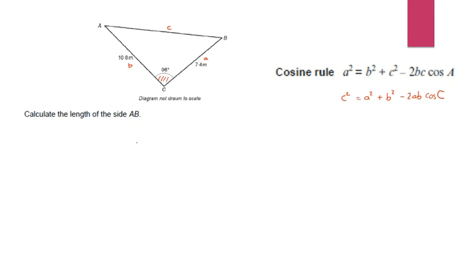Now I can start substituting my values into this equation. So c squared is equal to a squared, that'd be 7.4 squared from the diagram, plus b squared, which is 10.8 squared from the diagram, minus, now all of this is all together, so type it in using brackets on your calculator. It means to multiply it all together, so that's 2 times a times b, 10.8, times the cos of C. So that would be times cos of 96.